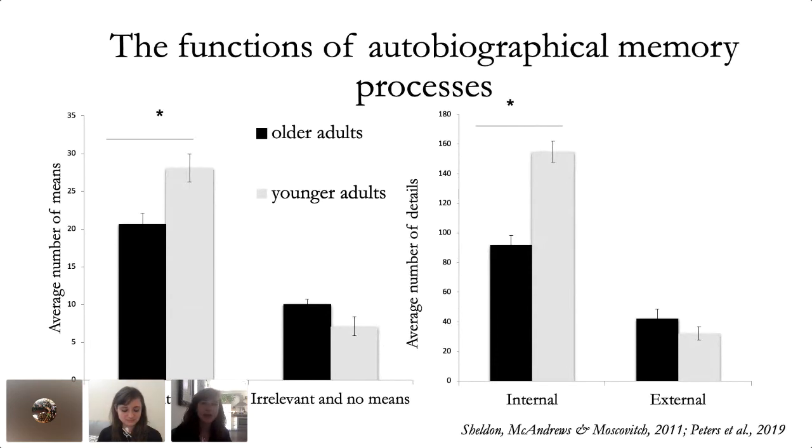And we found evidence that episodic memory is important for doing this. So we've tested groups with impaired episodic memory function, including older adults, and we find that they are impaired at describing effective solutions to these problems. So they have fewer relevant means or steps, and they have fewer episodically specific internal details.